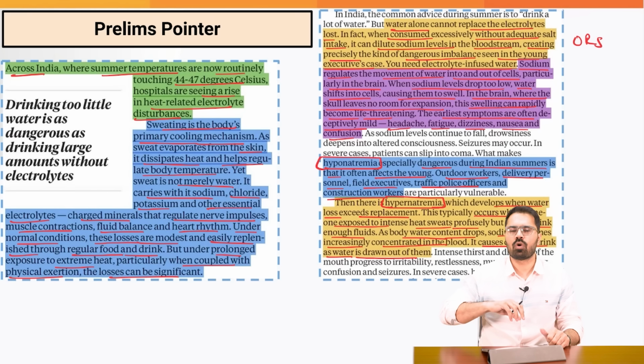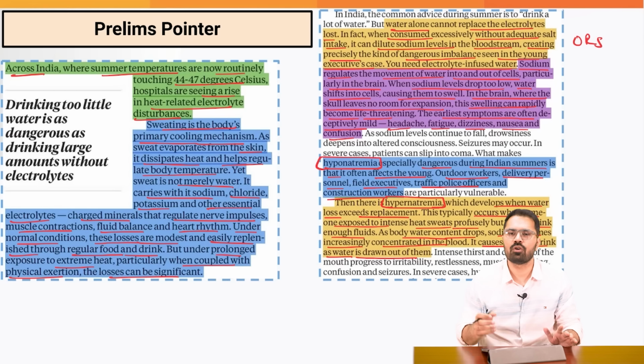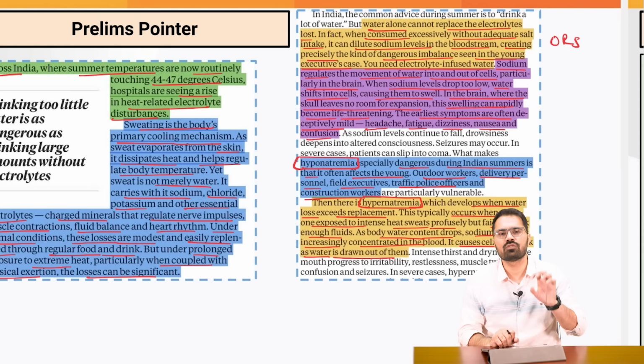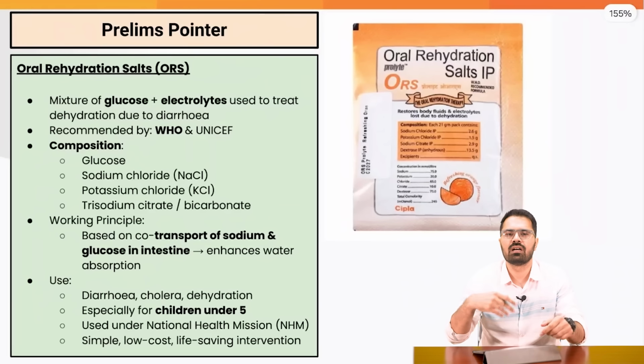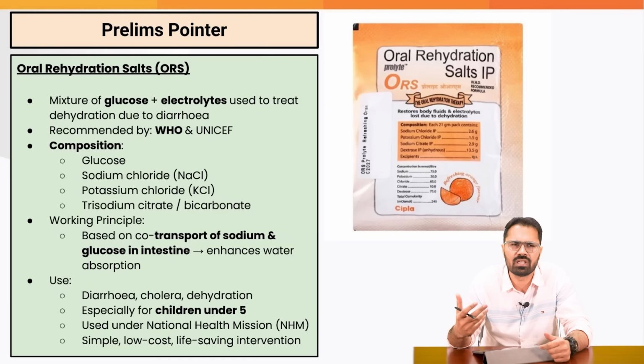So just drinking water when you are sweating too much, just drinking water without electrolytes, is also dangerous, and not drinking water is also dangerous. What is the best solution? To have oral rehydration salts along with the water. This is exactly what is always told to us in the case of diarrhea or heat stroke or during summers. This is the ORS. Everybody must have seen this thing.